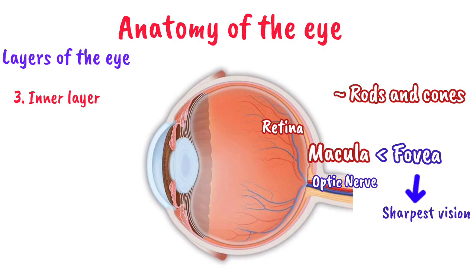Now, at the back of the eye is the optic nerve, and this is the cable that sends the visual information to the brain. Where the optic nerve exits the eye, there are no receptor cells, and that area is called the blind spot of the eye. You can actually be asked this in an examination also.